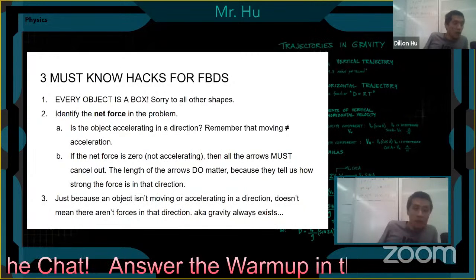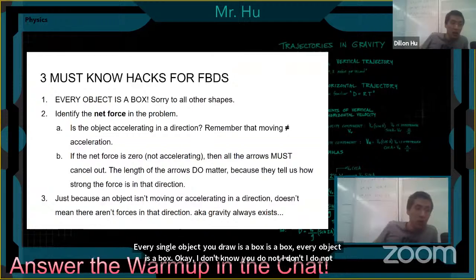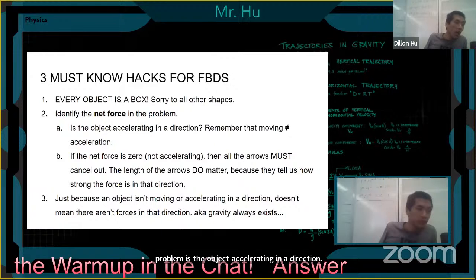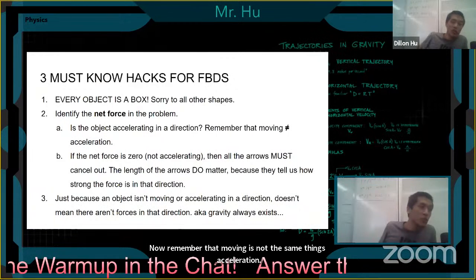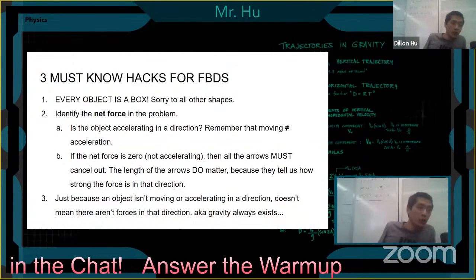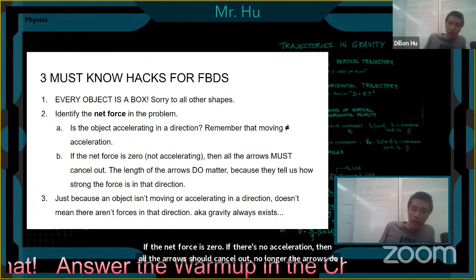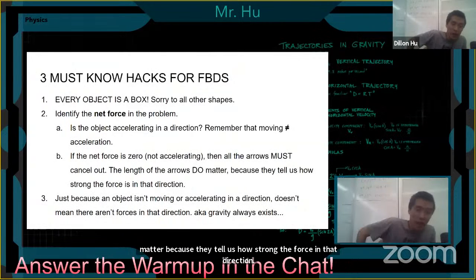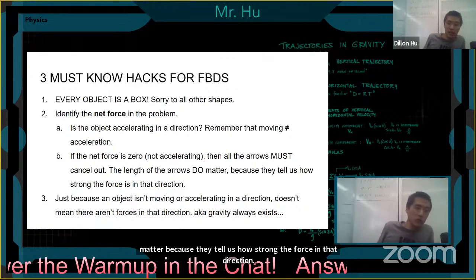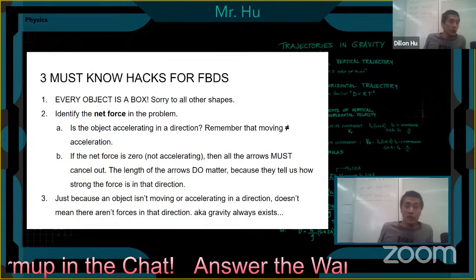If the net force is 0, if there's no acceleration, then all the arrows should cancel out. And the length of the arrows do matter because they tell us how strong the force is in that direction. Another thing you should consider is that just because an object isn't moving or accelerating in a direction, it does not mean that there aren't forces acting on it. You might think, okay, there's no net force on it, therefore there's no forces on it. That's not true because there's always the force of gravity acting on an object. In other words, gravity always exists. So you should think about what are the forces acting on the object that might keep the net force 0.